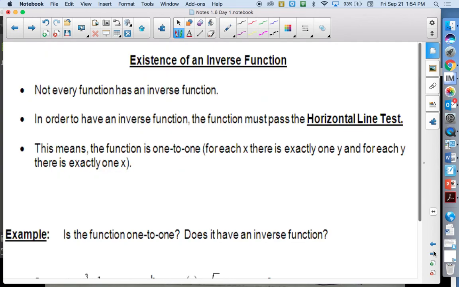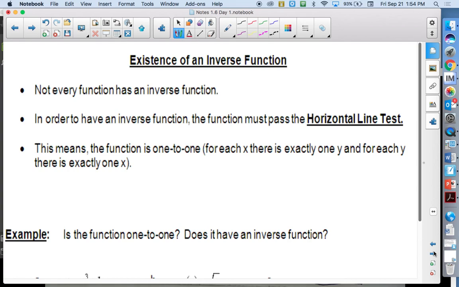And that's the next little thing where it says the existence of an inverse. Not every function has an inverse. In order for a function to have an inverse, it has to pass the horizontal line test, which is pretty much the same as a vertical line test. Vertical lines test for functions. Horizontal lines test to see if it has an inverse. So if you say, yes, it's a function, then you can say, okay, does it have an inverse by testing it horizontally.